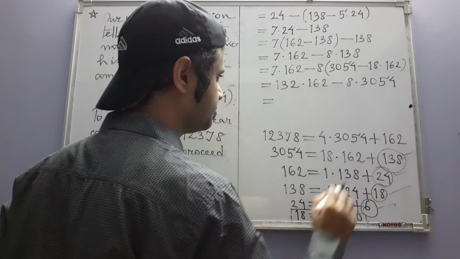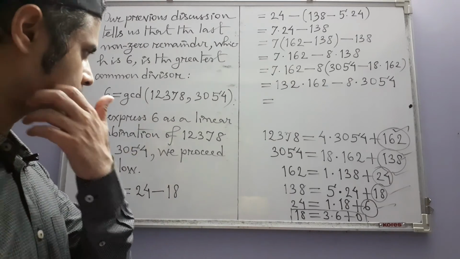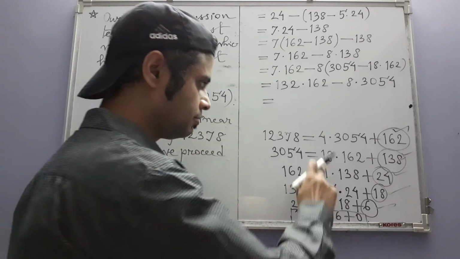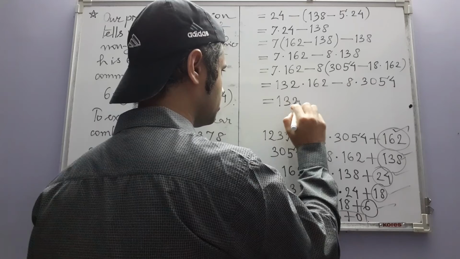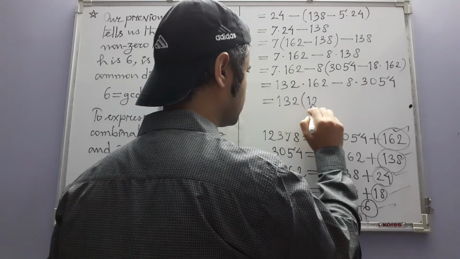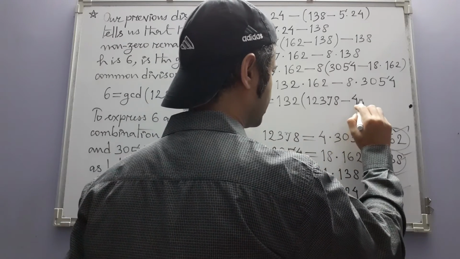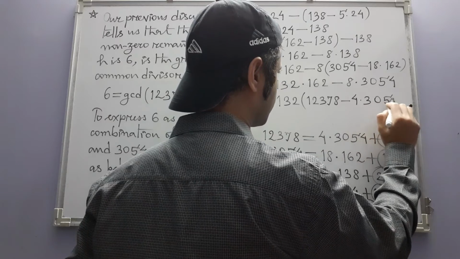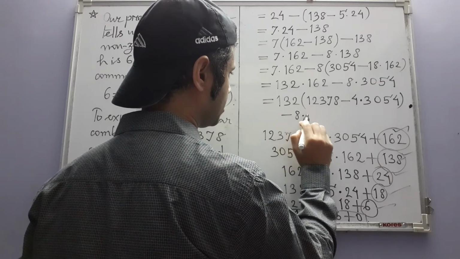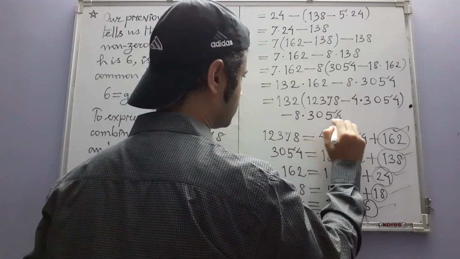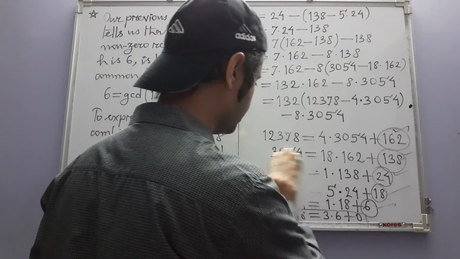And finally, we express this last remainder, 162, which is according to our notation R1. Q1 is 4, R1 is 162. 132 times 12378 minus 4 times 3054 minus 8 times 3054, and these we don't need anymore.